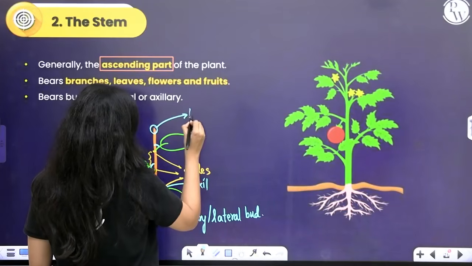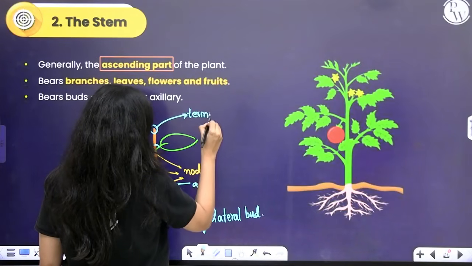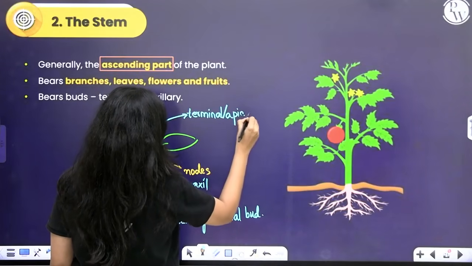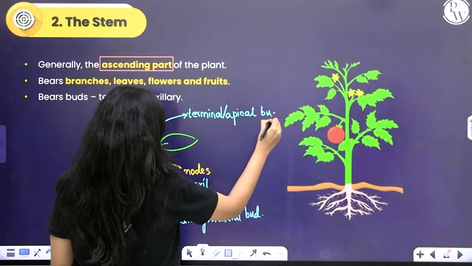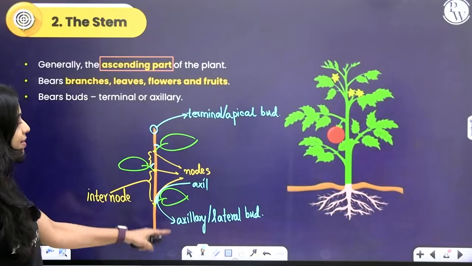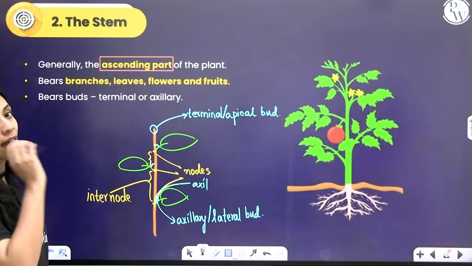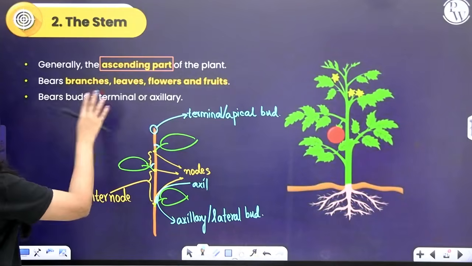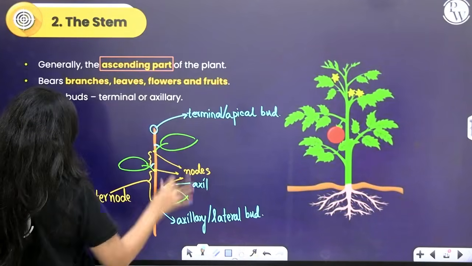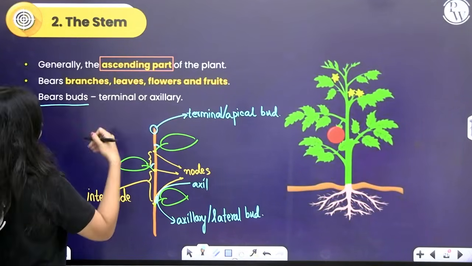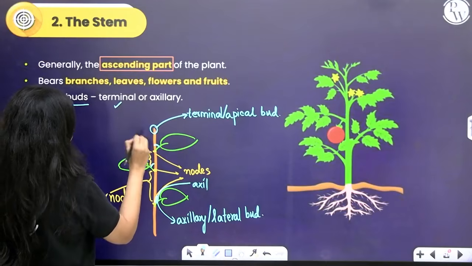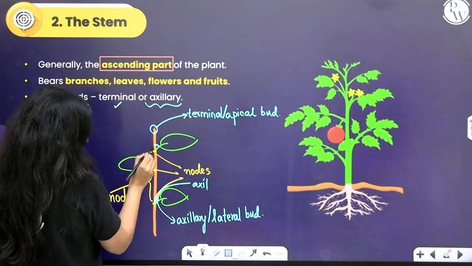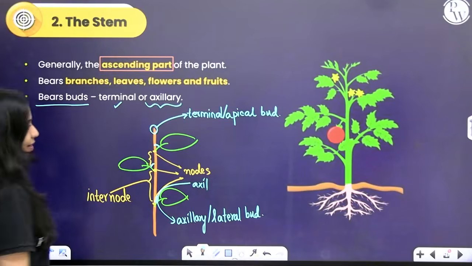You call that the terminal or apical bud. Okay. Axillary bud, apical buds are part of the stem. Nodes and internodes are also part of the stem. Okay. So in the stem you will find buds, and they may be terminal at the tip, which is also called apical, or it may be axillary at the axil of the leaves, which is also called lateral bud.